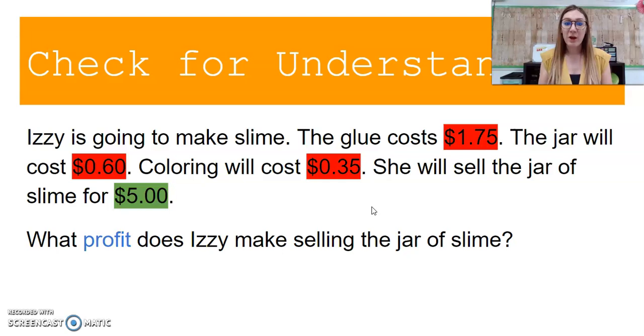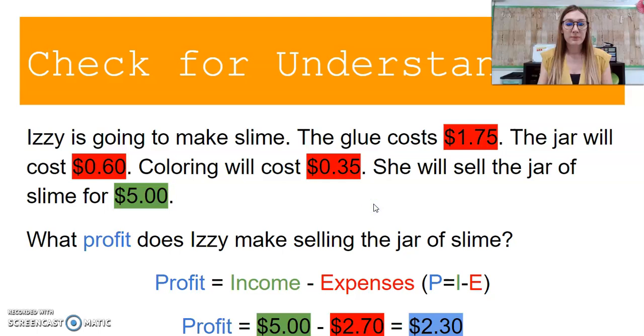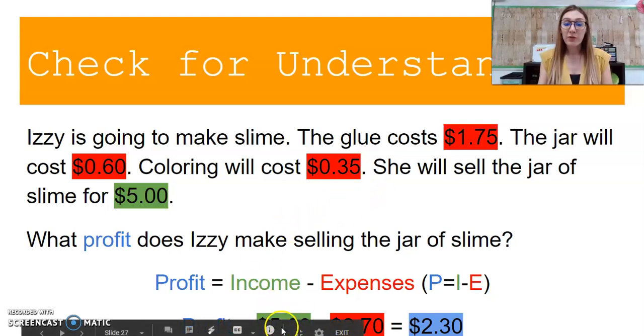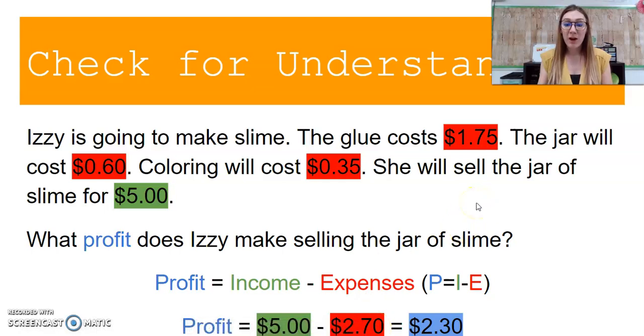Now let's figure out how much profit Izzy will make selling the jar of slime. Remember, profit is easy as pie. Profit equals income minus expenses. Okay, so her profit was $5. Her expenses were $2.70, leaving her with a profit of $2.30.